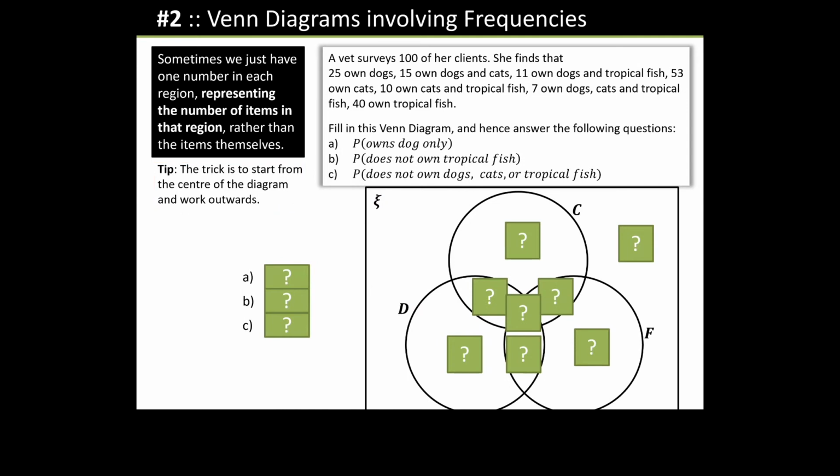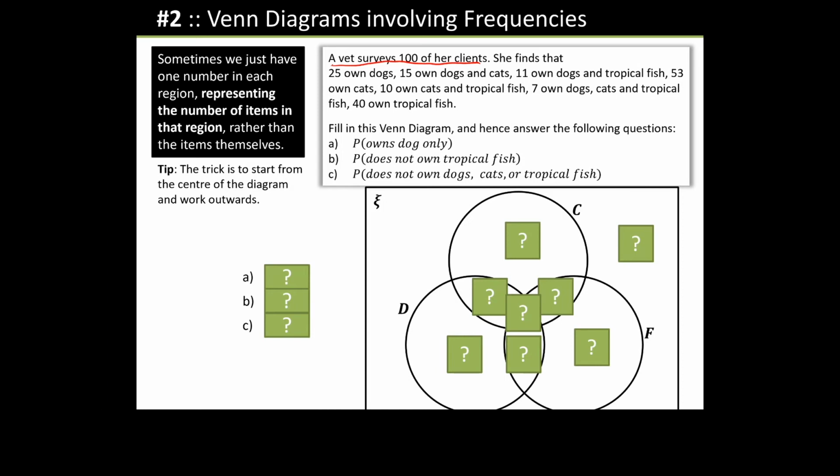A vet surveys 100 of her clients. So that means what we've got here is 100 clients. So all the numbers within our Venn diagram should add up to 100. Now, one of the things to notice here is when we are drawing Venn diagrams involving frequencies and not the items themselves, then the number of items is represented by the number that we write.